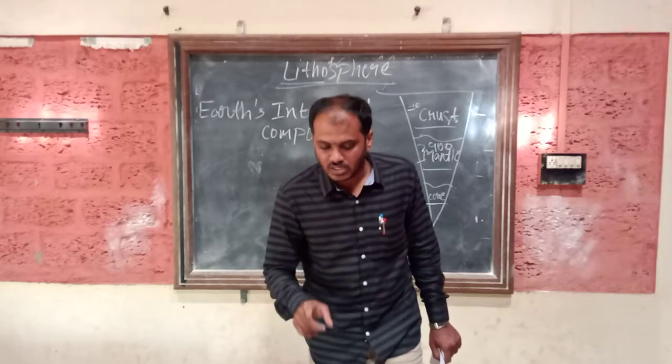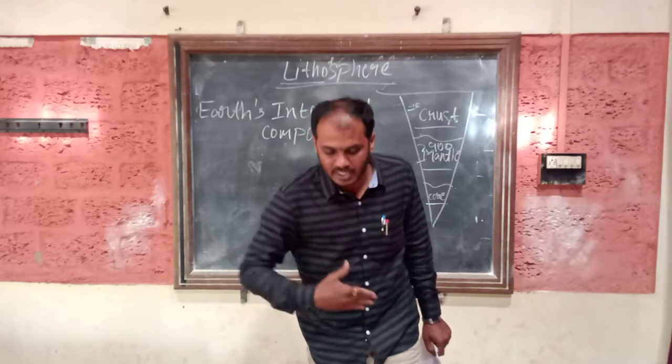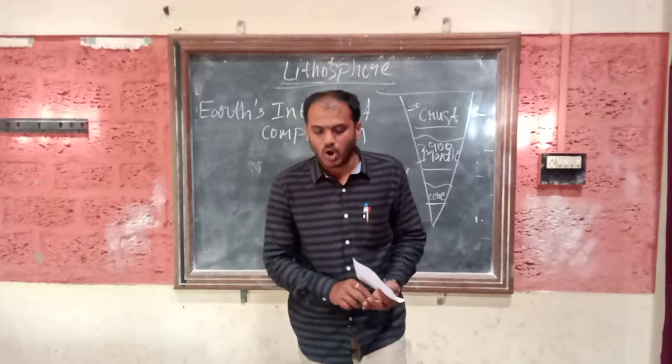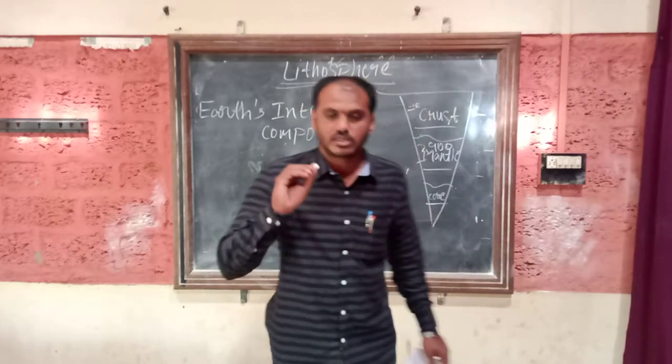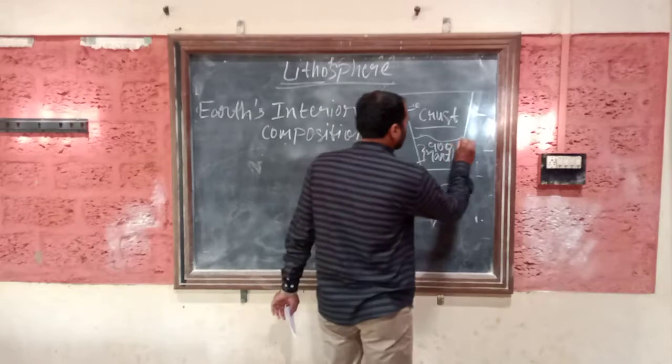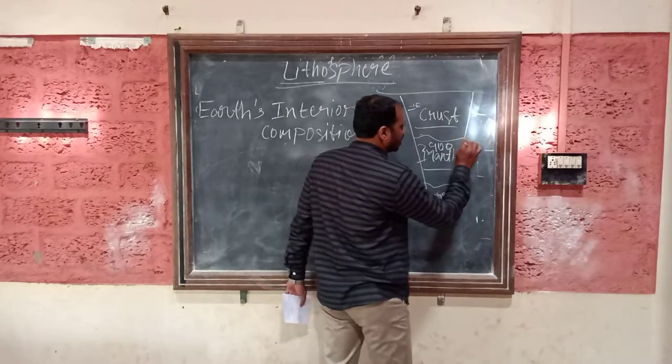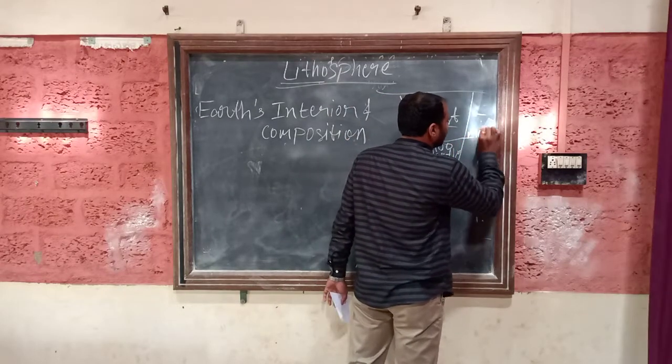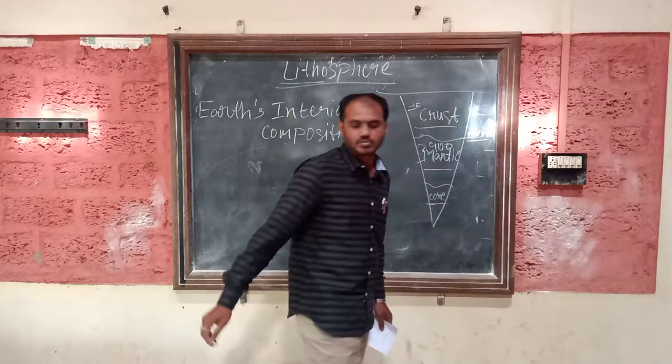The contact zone between the crust and the mantle is called the Moho or the Mohorovičić discontinuity. The contact zone between the crust and the mantle is called the Moho.